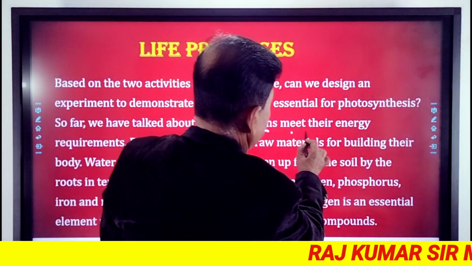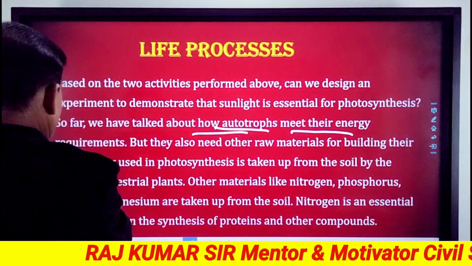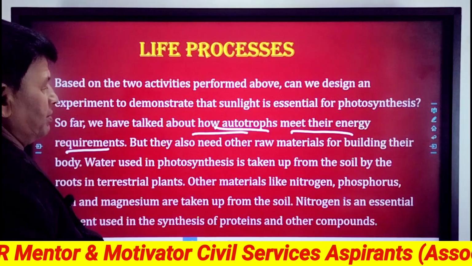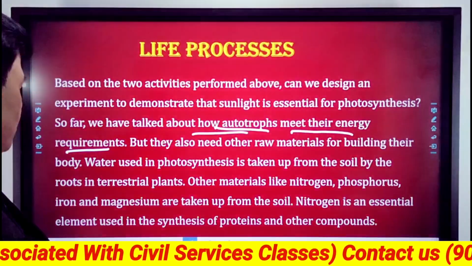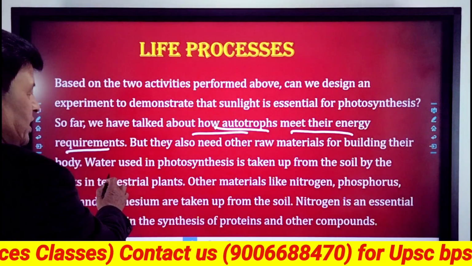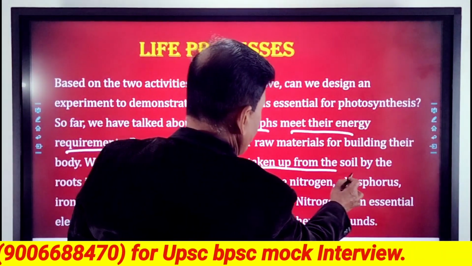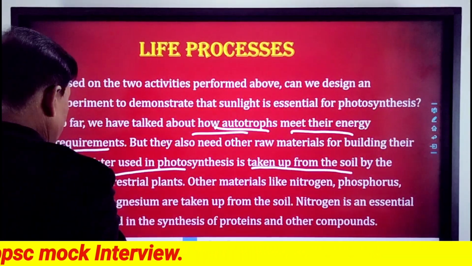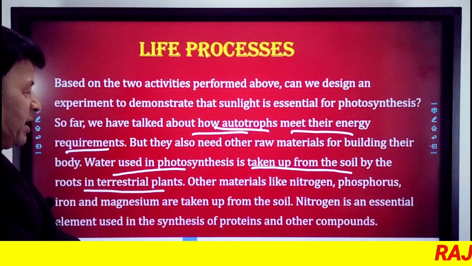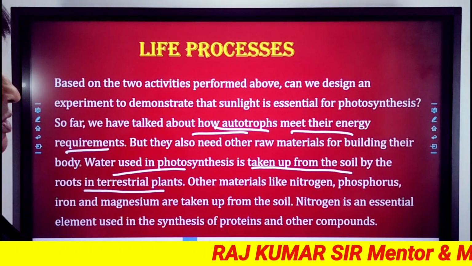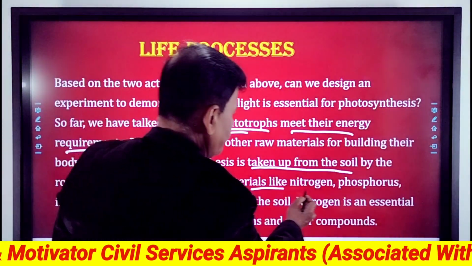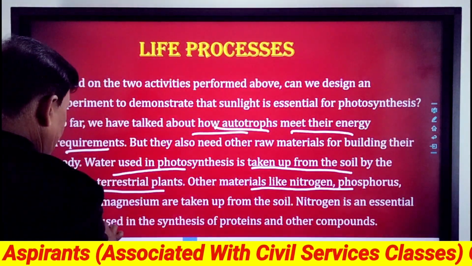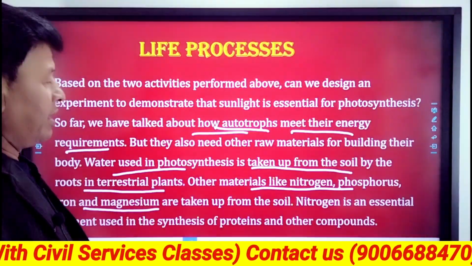Autotrophs meet their energy requirements, but they also need other raw materials for building their body. Water used in photosynthesis is taken up from the soil by the roots in terrestrial plants. Other materials like nitrogen, phosphorus, iron, and magnesium are taken up from the soil.